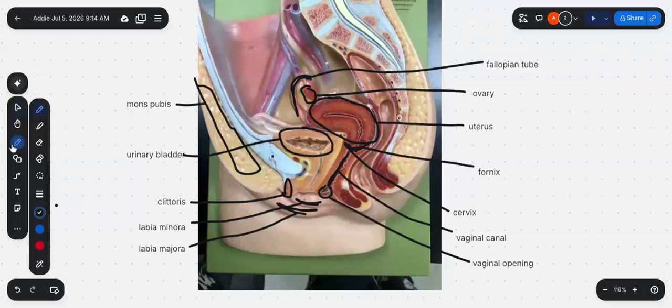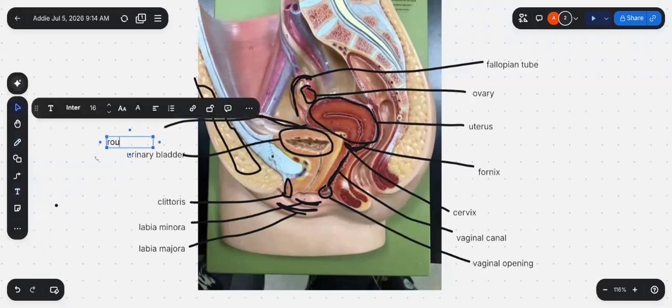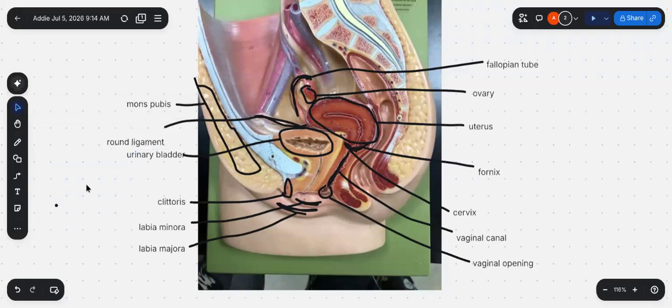Finally, you have the round ligament, which is this tan, stringy little structure over here. And again, that is your round ligament. It is attached to the fundus of the uterus, aka the top of the uterus. So it's attached to this area over here, and it basically just suspends and anchors the uterus down in place to keep it stable and from moving around a ton.